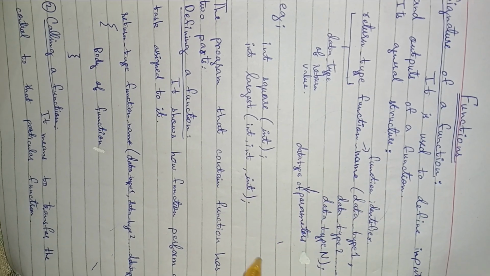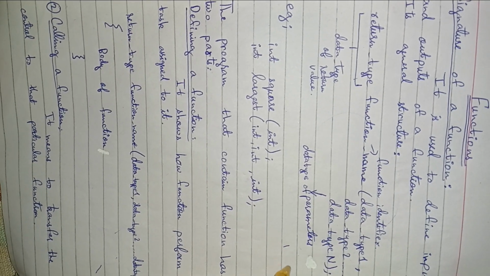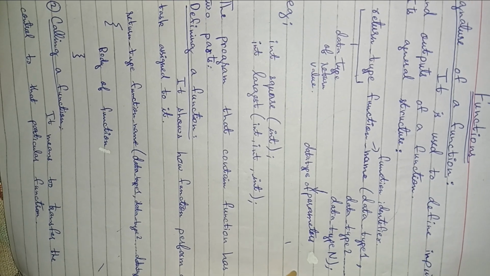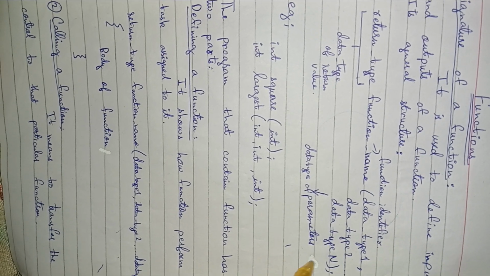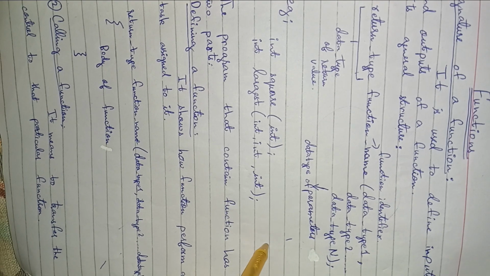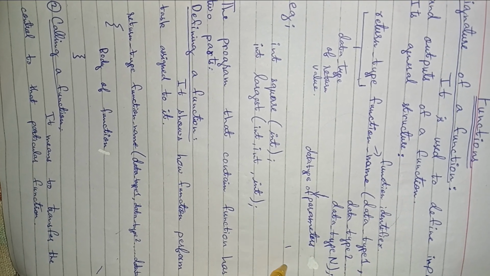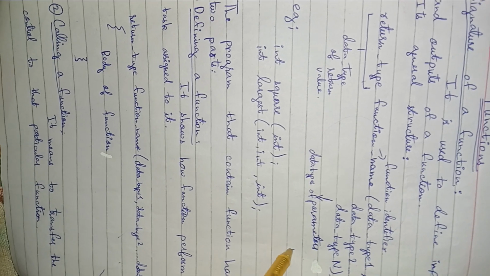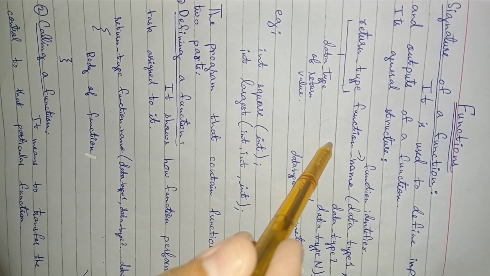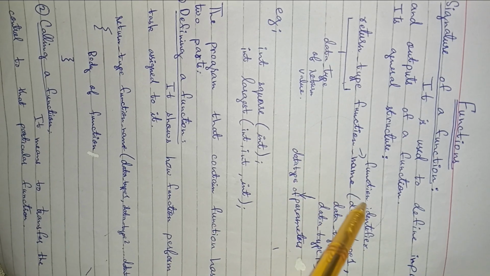Here you see inputs are basically the values that we enter into the function, right? And outputs are the values that we get from the function, right? So inputs of a function are also called parameters and the output of the function is also called the return value. Now we see the general structure of a signature of a function.